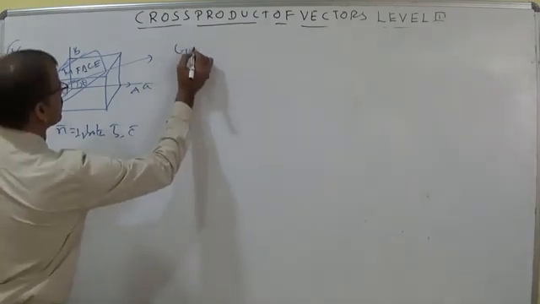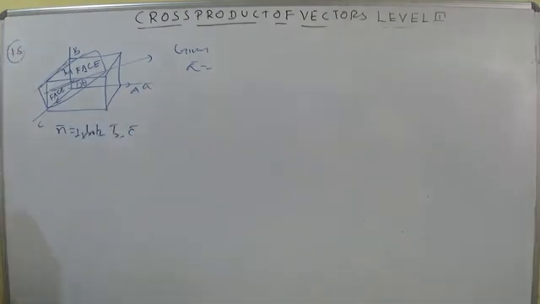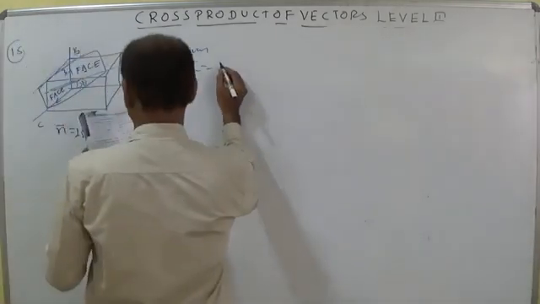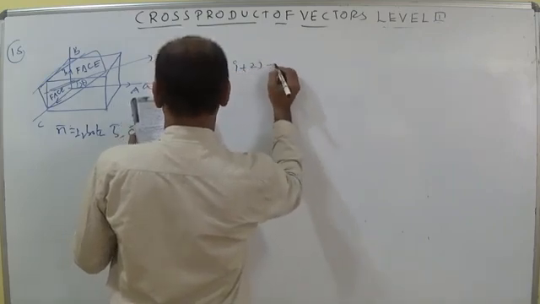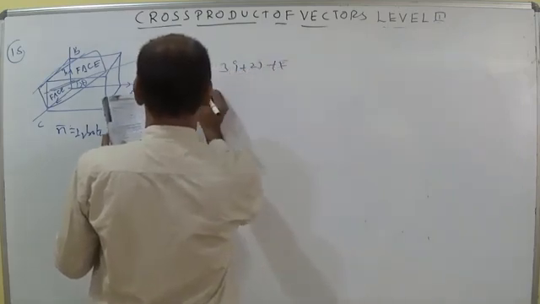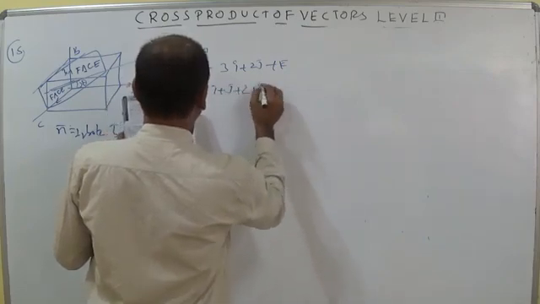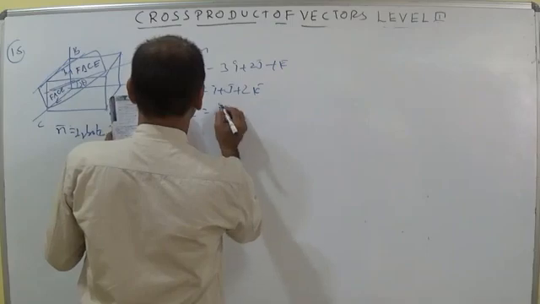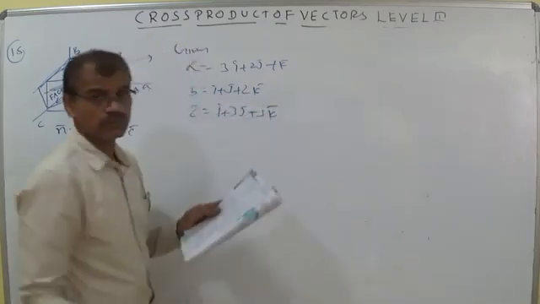Given data I am writing here. What is the given data? A bar is equal to 3i plus 2j plus k, and B bar is equal to i plus j plus 2k, and C bar is equal to i plus 3j plus 3k.